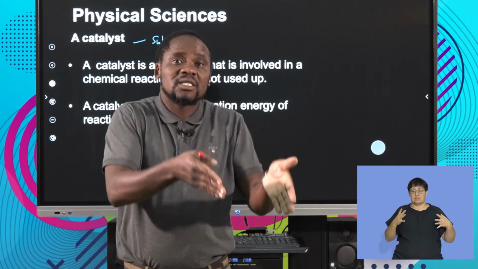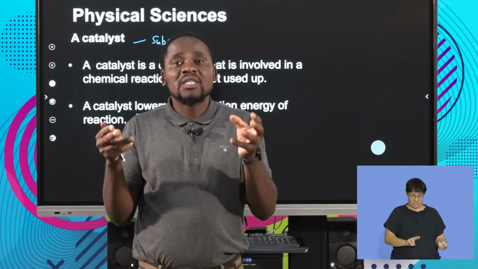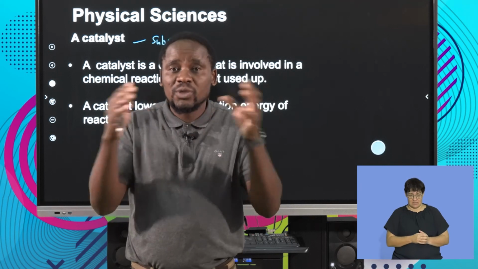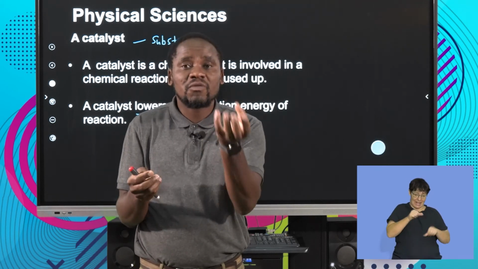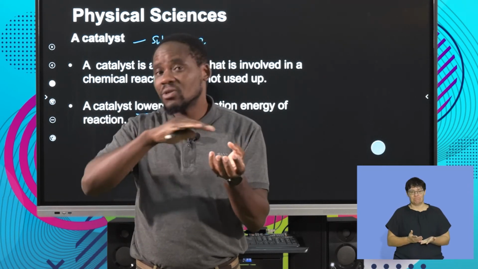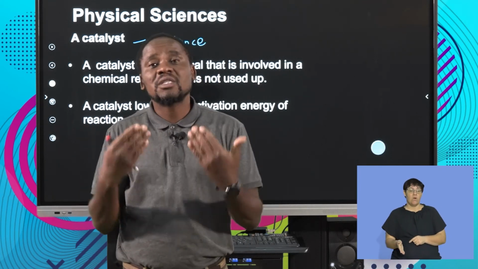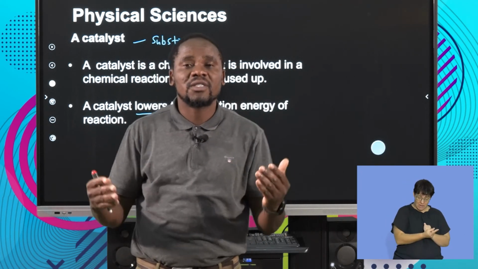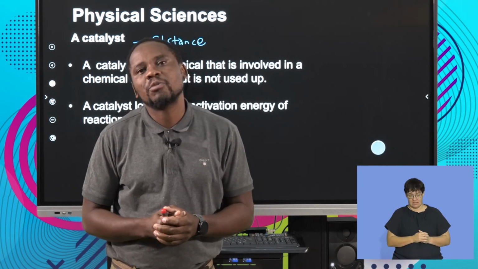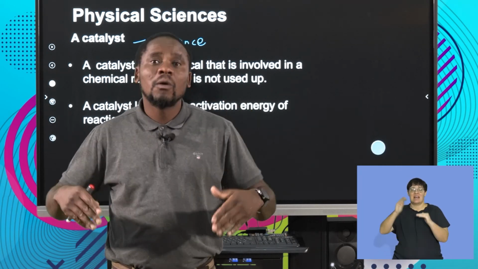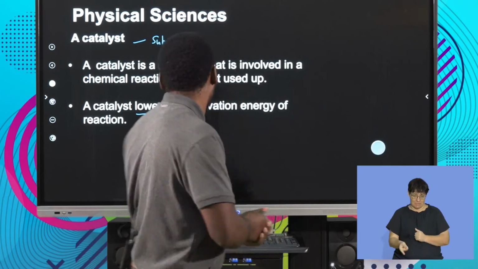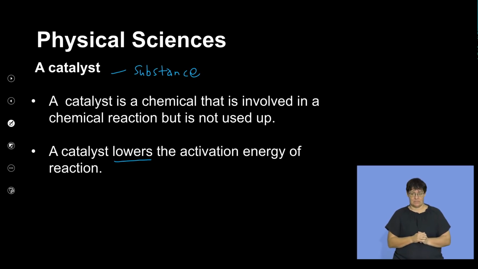pathway for that same reaction to take place, but this catalyst does not get used up. So the amount of catalyst before and after the chemical change remains the same. What it essentially does is lower the activation energy so that the reaction takes place much quicker, or at a higher rate. So it lowers the activation energy.